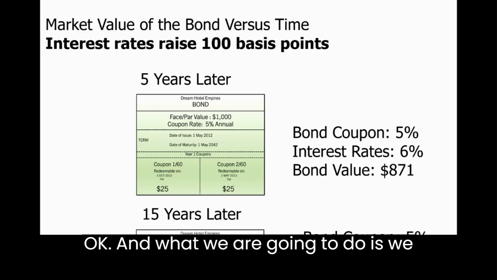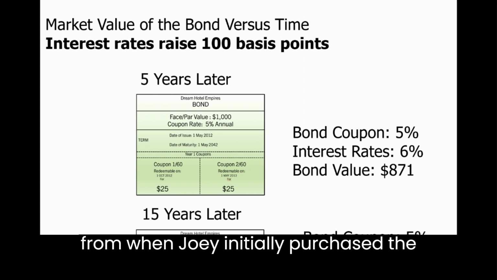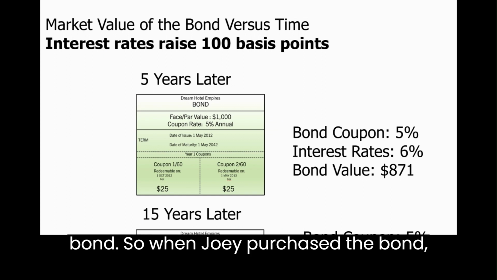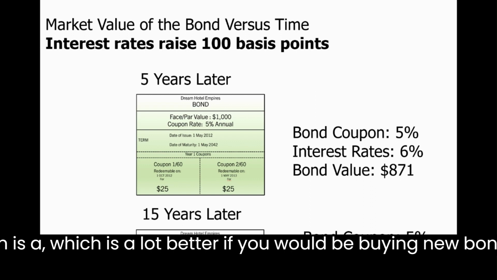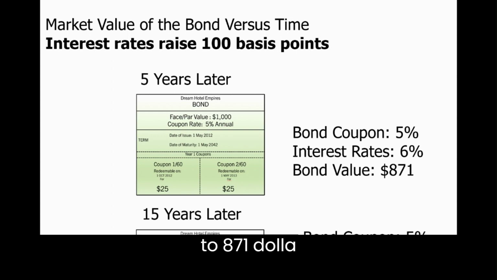Okay. And what we are going to do is move the interest rates from when Joey initially purchased the bond. When Joey purchased the bond, interest rates were around 5%, and that's what he bought his bond for. But now 5 years later, interest rates are up to 6%, which is a lot better if you would be buying new bonds because you'd be getting 6% instead of 5%. And so what happens is his bond value has gone down significantly to $871.